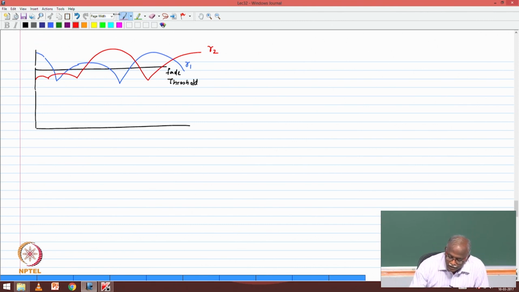So the selection diversity basically follows the following dotted line. It says pick the blue up until this point. It's gone into a fade. Both of them are in a fade, but red is slightly better. You pick the red at those points. Then blue comes out of a fade. You take advantage of that. You follow blue. Then red becomes stronger. You take red.